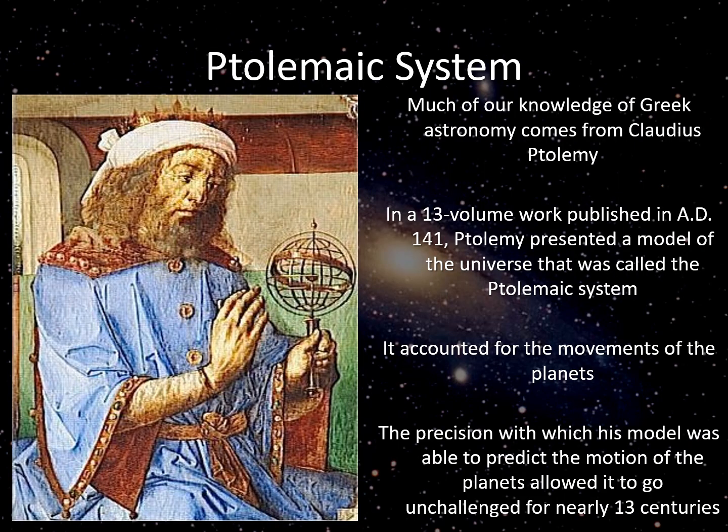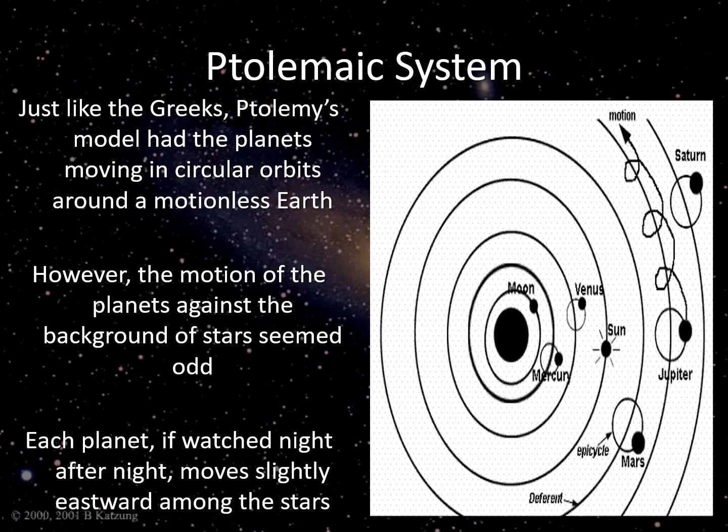2,000 years. Much of our knowledge of Greek astronomy comes from Claudius Ptolemy, and in a 13-volume work published in 141 AD, Ptolemy presented a model of the universe that was called the Ptolemaic system. It accounted for the movements of the planets as well as retrograde motion of the planets. Just like the Greeks, Ptolemy's model had the planets move in a circular orbit around a motionless Earth.